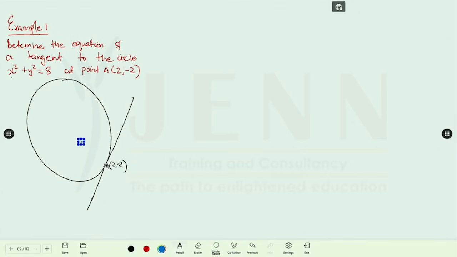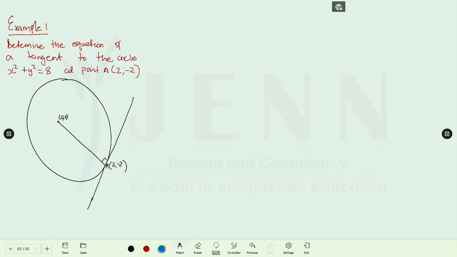So what do we know about the radius at a point of contact? Roughly so, my sketch is not drawn to scale. At a point of contact, let's say this is our center. What is happening between the radius and the tangent is that they are always perpendicular. What are the coordinates of the center? It will be 0 and 0.